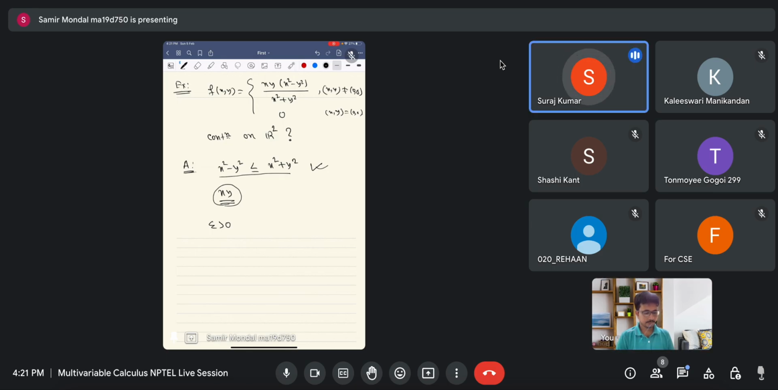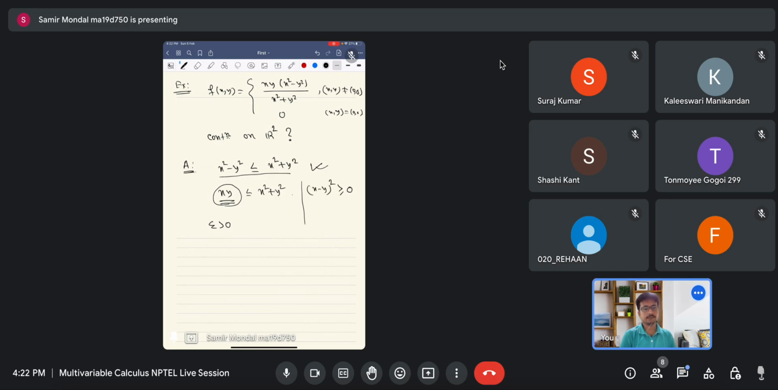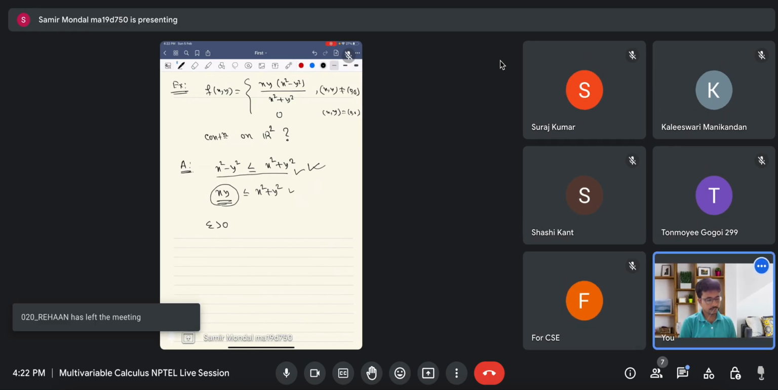And under root x square plus y square upon 2. Can I write this one? Please tell me, can you write this or not? Yes, because from here you will get that this quantity is always greater than or equal to 0. So from here you will get this, no issue. So use these two, then what will we get?